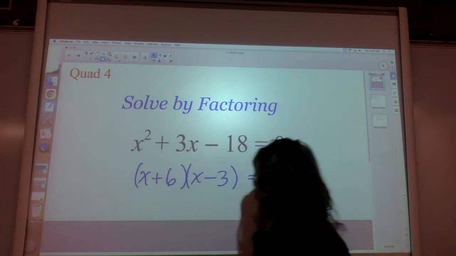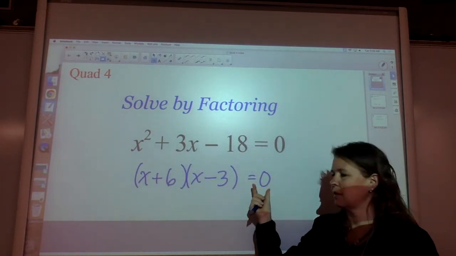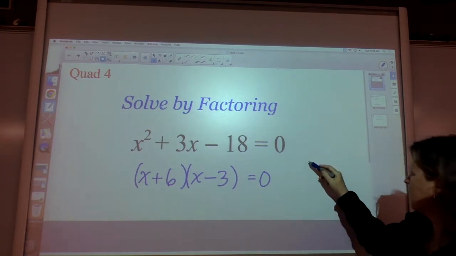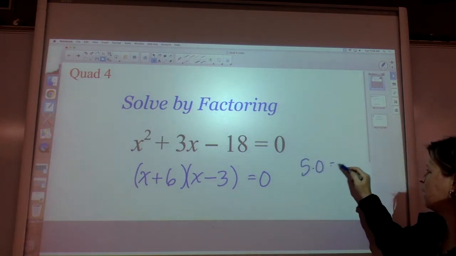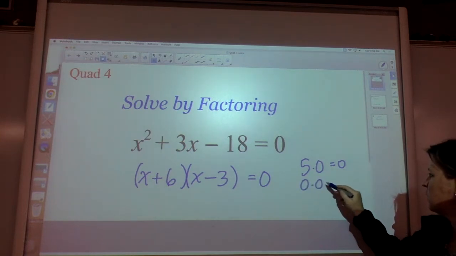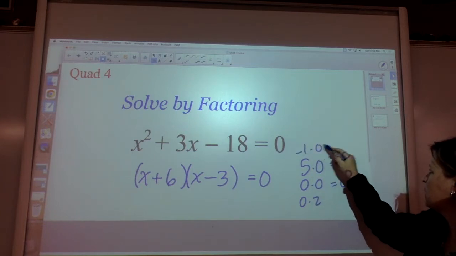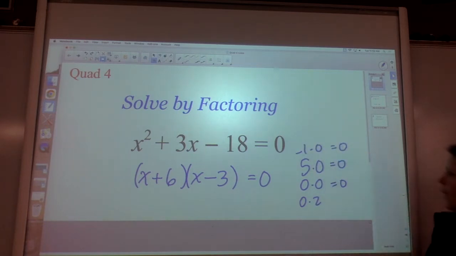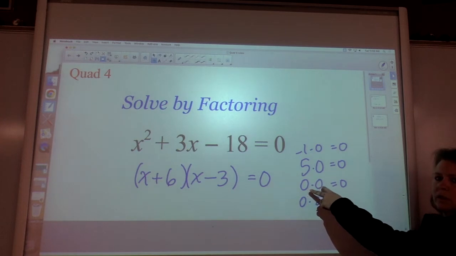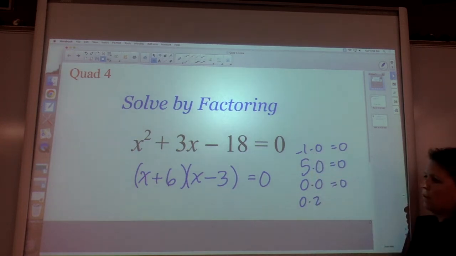Okay, now it's saying, if I take this and I multiply it times this, it has to equal 0. Well, if you know anything about the number 0, you can take anything times 0 and get 0. 5 times 0, 0 times 0, 0 times 2, negative 1 times 0. All of those equal 0. Both factors don't have to equal 0. One of them does, either the first one or the second one, or they both could.